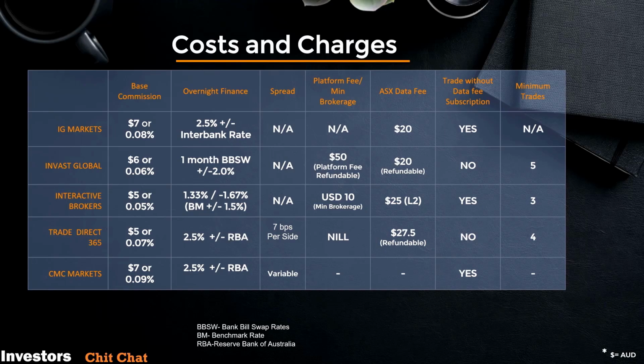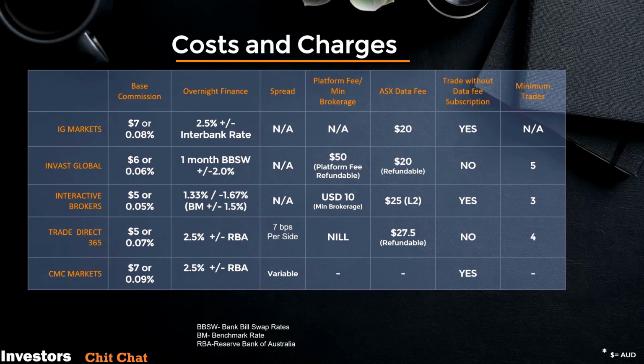Whereas the bottom two, which are Trade Direct 365 and CMC Markets, are non-DMA brokers, and they do apply a certain amount of spread on top of the instrument that you want to trade. In the case of Trade Direct 365, they apply a fixed 7 bps per side, which is far better than CMC Markets, because CMC Markets applies a variable rate which depends on the instrument you're trading and also the market conditions.